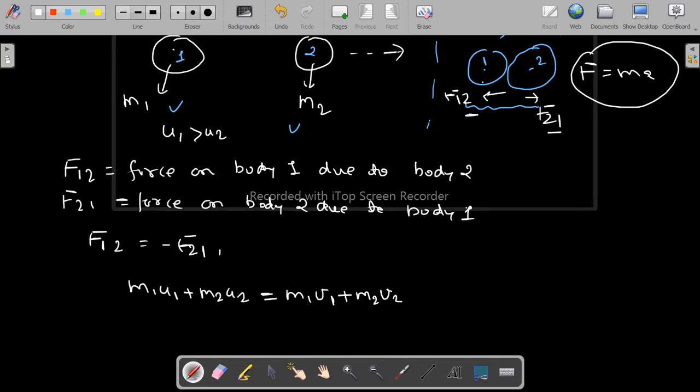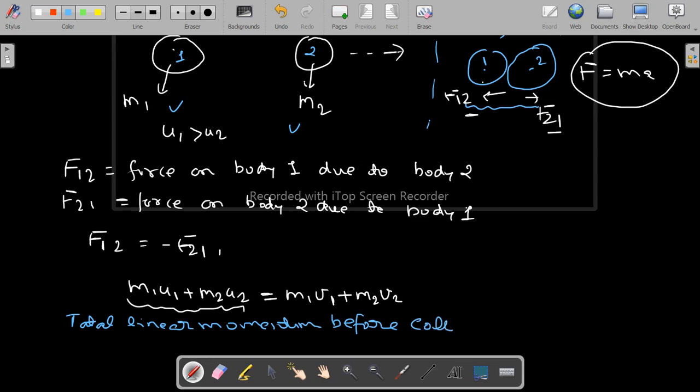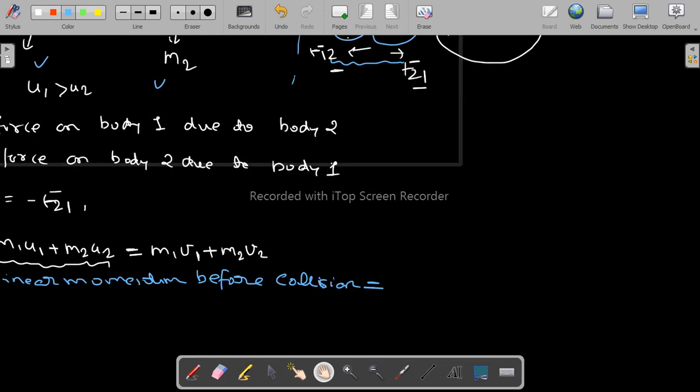m1 u1 plus m2 u2 is what? This is the total linear momentum before collision. And m1 v1 plus m2 v2 is what? This is the total linear momentum after collision.